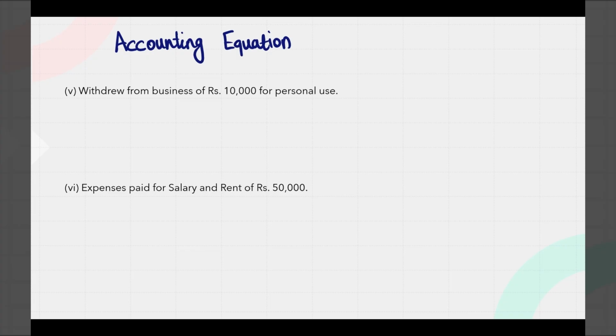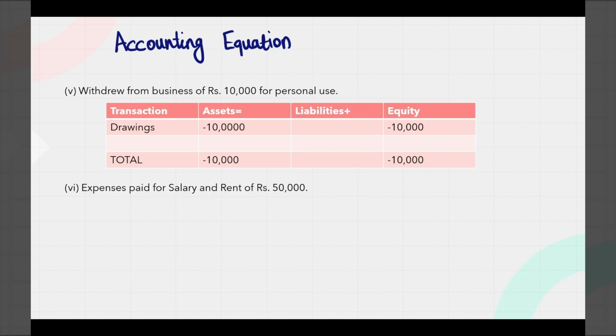Okay, moving on to the next one. Withdrew from business rupees 10,000 for personal use. So drawings is nothing but a reduction of capital, correct? And because cash is being withdrawn from the business, the cash balance also reduces. So minus 10,000 on the asset side and minus 10,000 on the equity side. So once again, there is minus 10,000 on both sides of the equation.